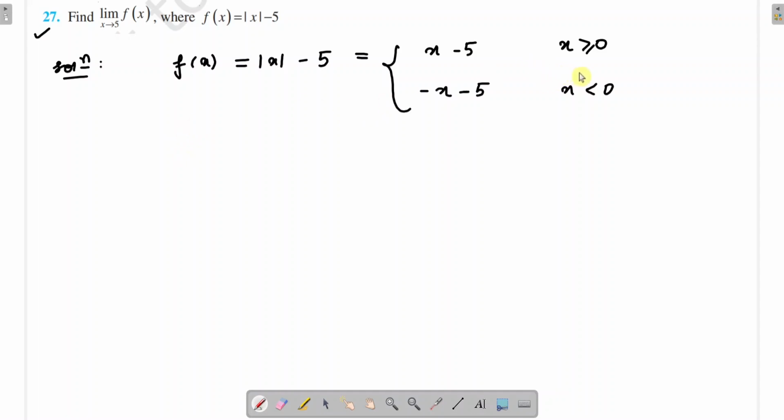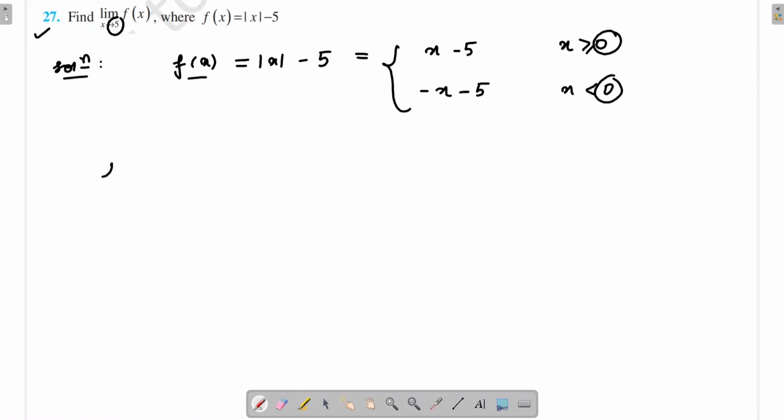Okay, but you can see here that 0 is the breaking point of the function f(x), right? We have to calculate limit x tends to 5 of f(x). So here we need not calculate left hand limit and right hand limit. We have to calculate left hand limit and right hand limit when x is tending to a breaking point, but the breaking point is 0 here, so directly we have to calculate this limit.